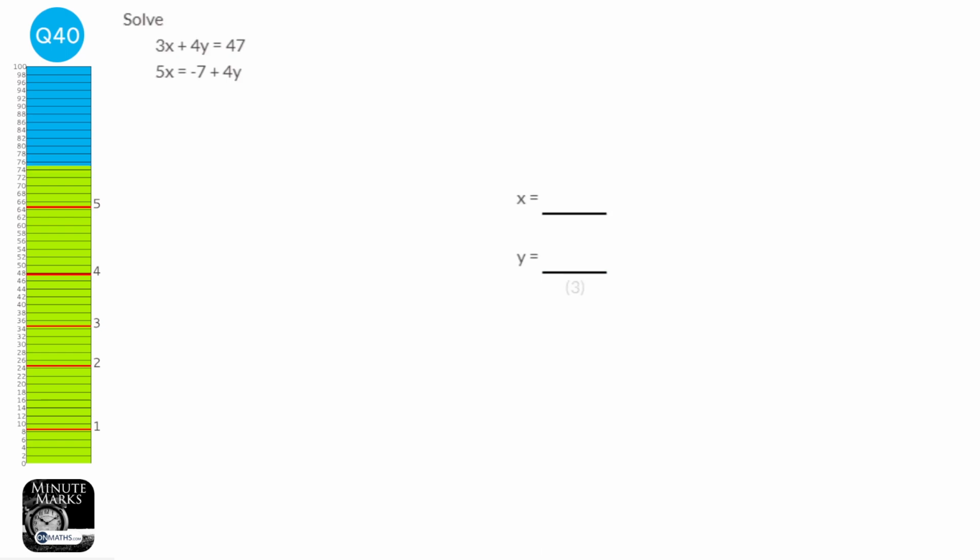So the first thing I notice is the second equation isn't really in the normal format for doing simultaneous equations. So I'm just going to rearrange it so that we have it where we want it to be.